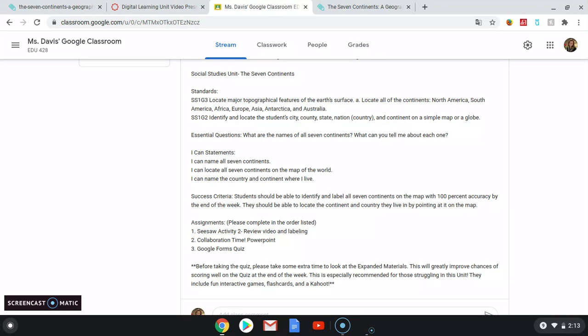The central focus of my unit was the 7 continents. On the first day, they did a brief overview on identifying the 7 continents. The second day, they dove deeper into more specific aspects of each continent. And on the third day, they did a review of the 7 continents.